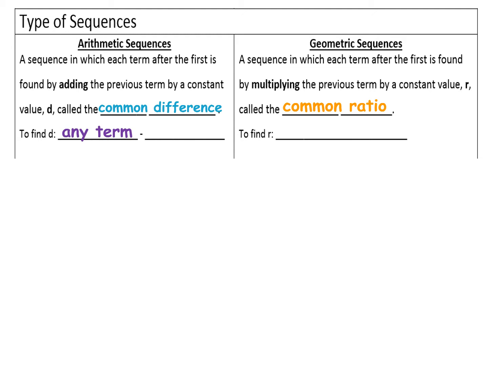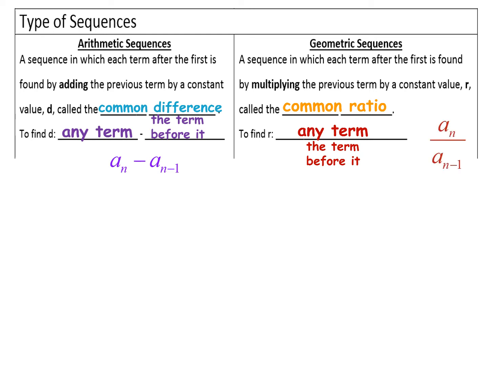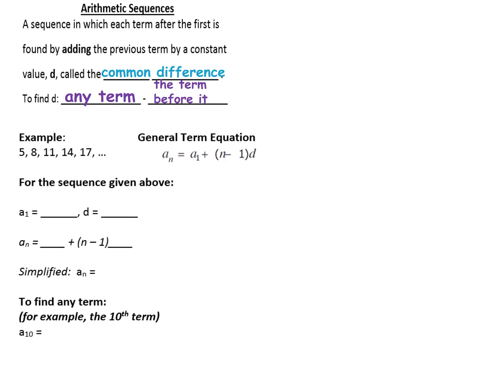So how do you find the common difference? You take any term in the sequence and just subtract the term before it. And that'll tell you what the pattern is, the common difference. How do you find the common ratio? You take any term and divide it by the previous term. Here's the notation for any term minus the term before it. Here's the notation for the common ratio, any term divided by the term before.